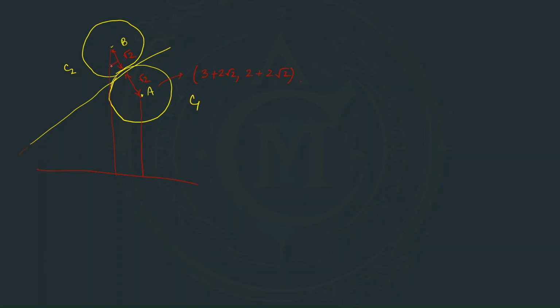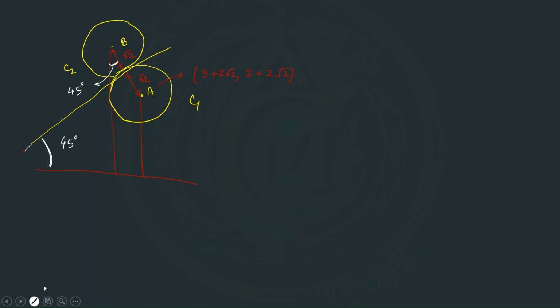this angle, let me highlight this angle by white. This angle will be same as the inclination of this angle. Now this angle we already know it is equal to 45 degree because this is nothing but the inclination of this tangent with x-axis. So this is 45 degree. That means this also should be 45 degree.